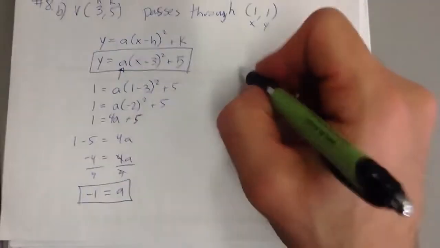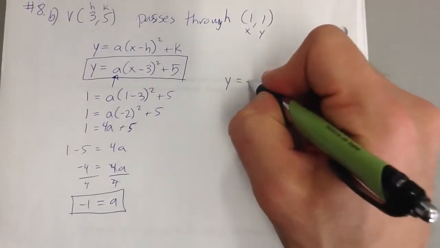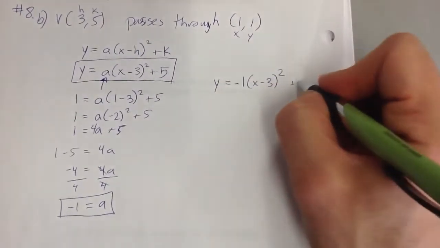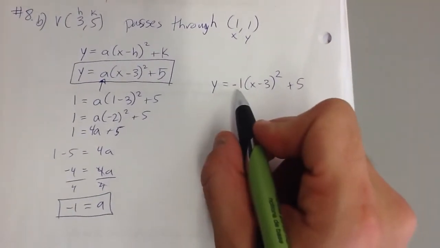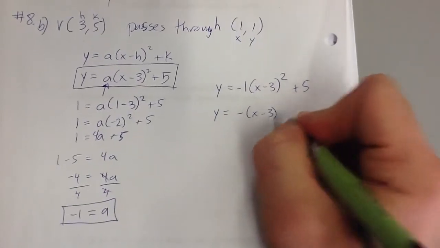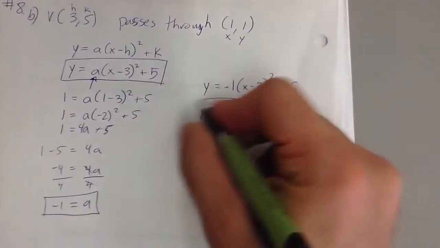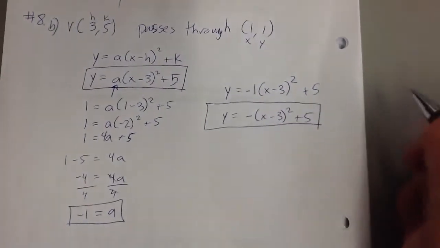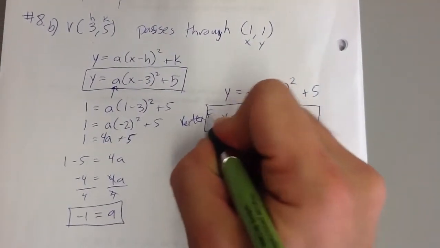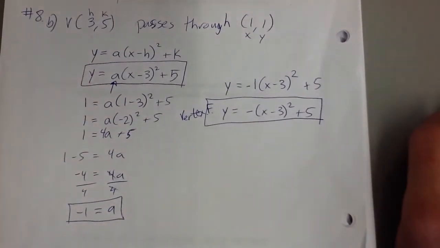So my final equation should be y is equal to negative 1 times (x minus 3) all squared plus 5. Now, of course, we don't have to write the negative 1 out in front. We could just write the negative. So this is the formula in vertex form. Okay, so that's the equation in vertex form.